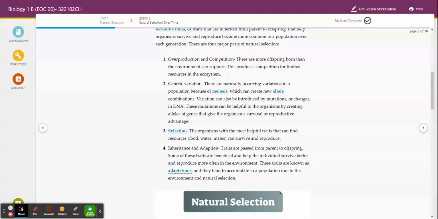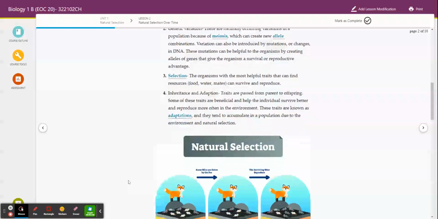Number four, inheritance and adaptation. Traits are passed from parents to offspring. Some of these traits are beneficial and help the individual survive better and reproduce more often in the environment. These traits are known as adaptations, and they tend to accumulate in a population due to the environment and natural selection.